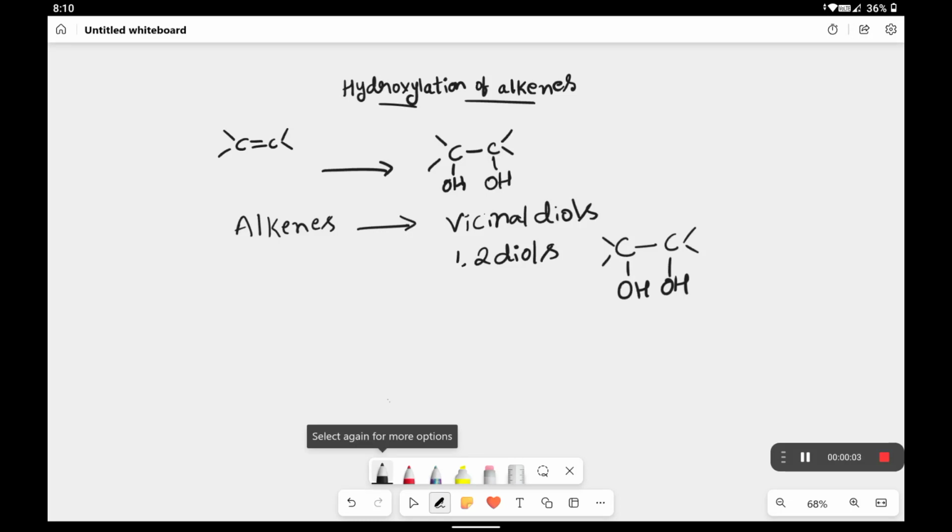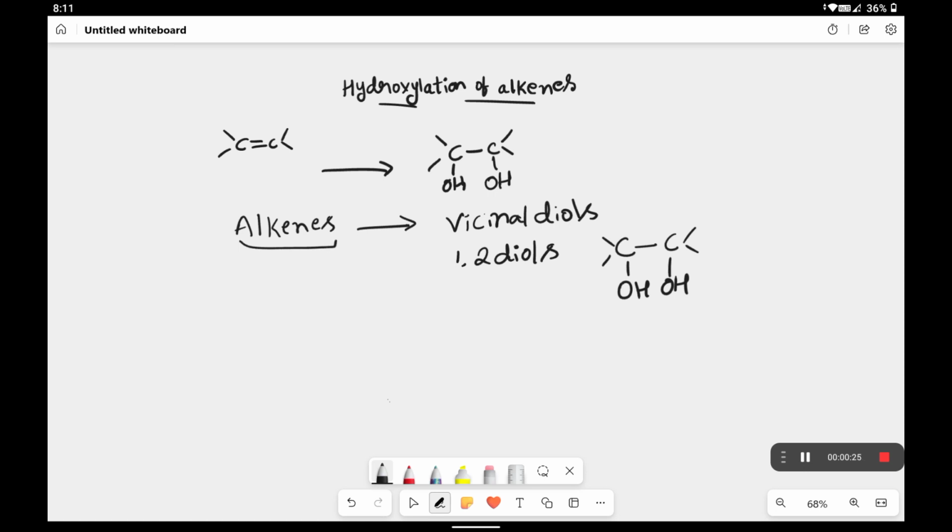Okay, students, in this section, we are going to discuss the hydroxylation of alkenes. What is the meaning of hydroxylation? Hydroxylation means addition of two OH groups across the carbon-carbon double bond. Or we can say that it is when alkenes are converted to vicinal diols.